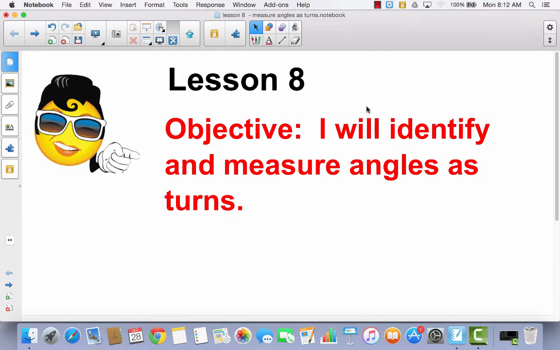Lesson 8, I will identify and measure angles as turns. So we've been talking about measuring and drawing angles using a protractor, and we've been measuring angles using degrees. Well, today we're going to talk about when you measure an angle as a turn. I'm going to show you a little bit more about what that means.